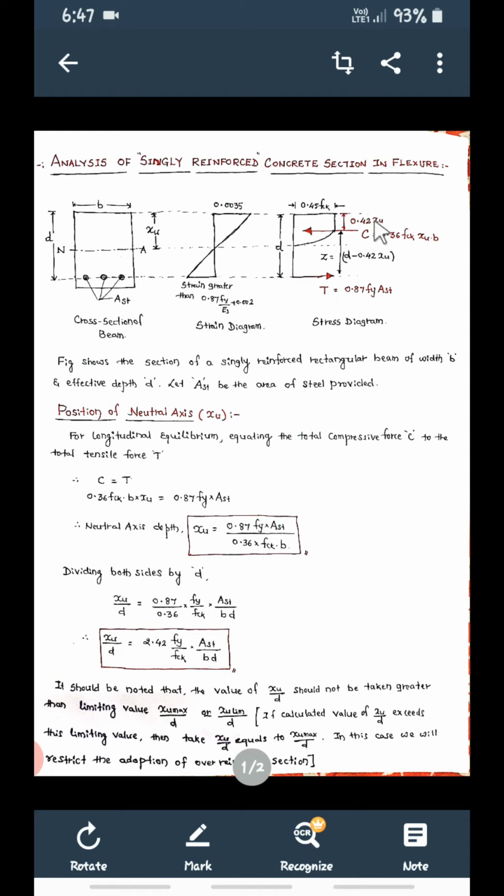And can you see this distance? What is this distance? The distance between the top compression fiber and the total compressive force in this concrete zone: the total C will be acting at a distance of 0.42 times XU. If it is XU, then somewhere here the total C will be at a distance of 0.42 times XU.